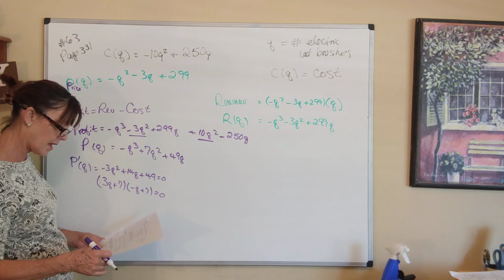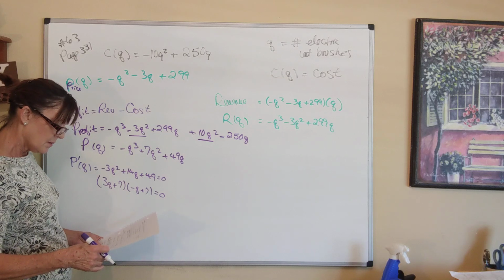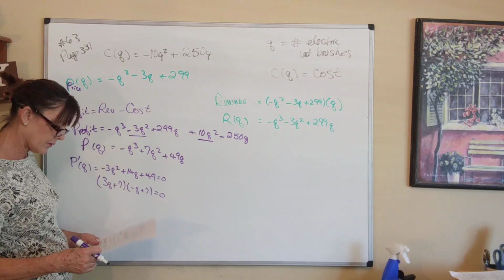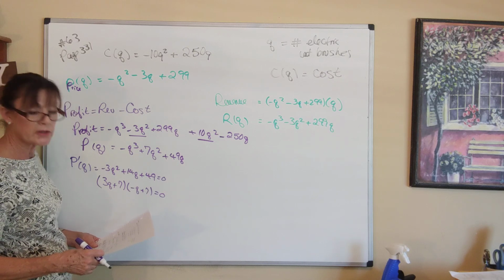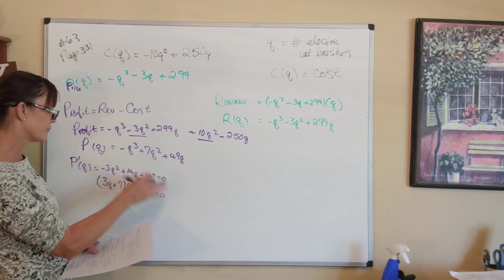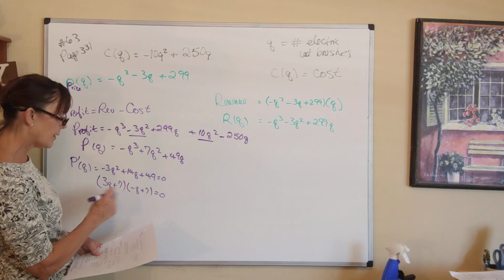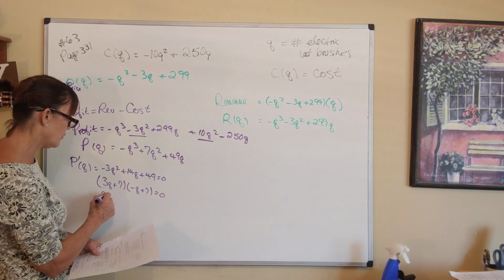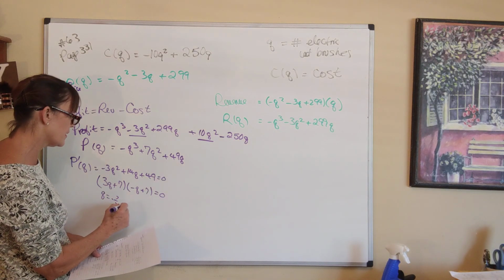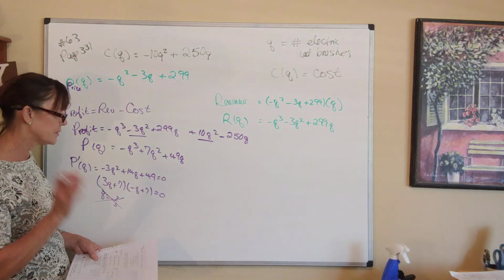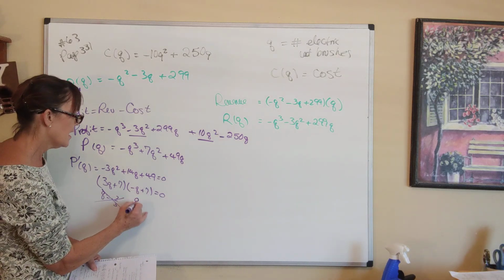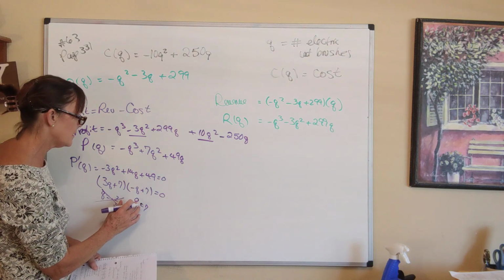I found two values, 21 and negative 7, that I rewrote 14 into. Anyway, this will factor and I get that Q is equal to negative 7 over 3. I'm going to immediately reject that because it's a negative amount that I'm trying to produce, which doesn't make any sense. And I got that Q is equal to 7.